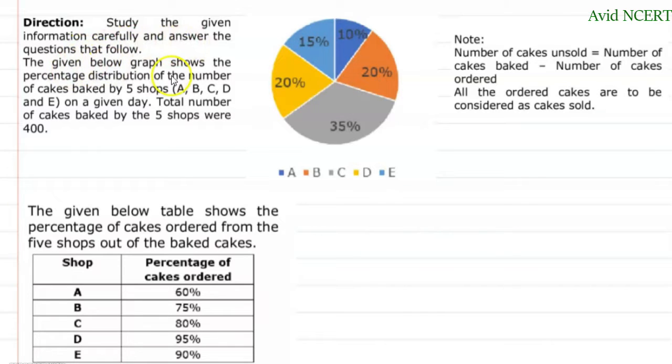Study the given information carefully and answer the questions that follow. The graph given below shows a percentage distribution of the number of cakes baked by 5 shops on a given day. The total number of cakes baked by the 5 shops was 400.